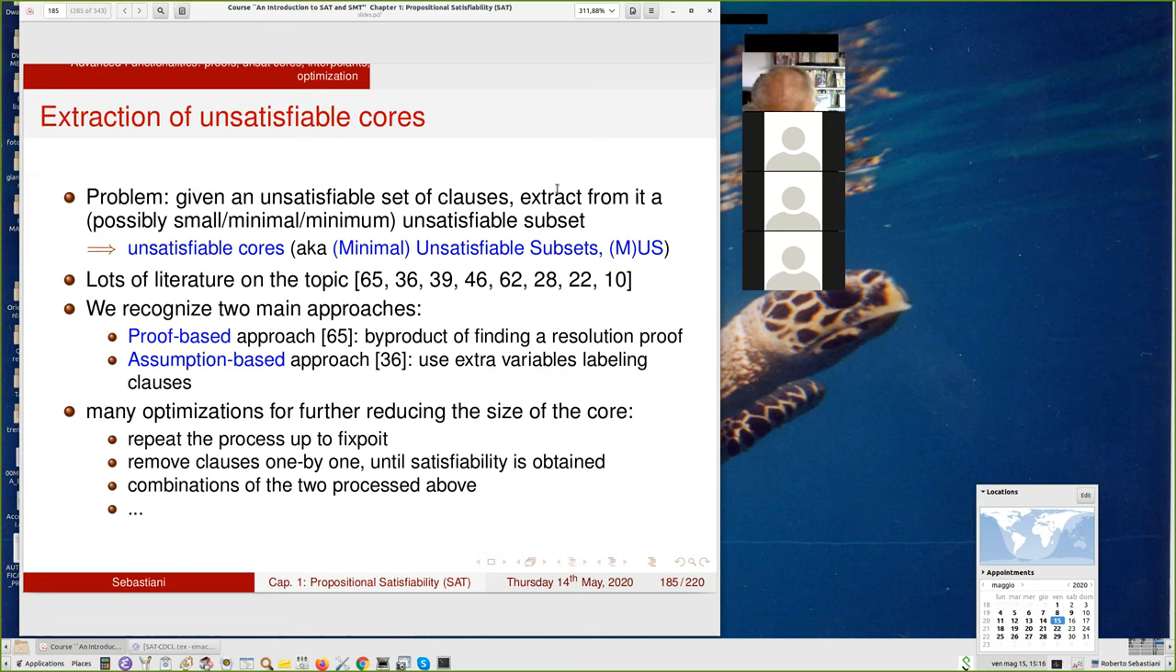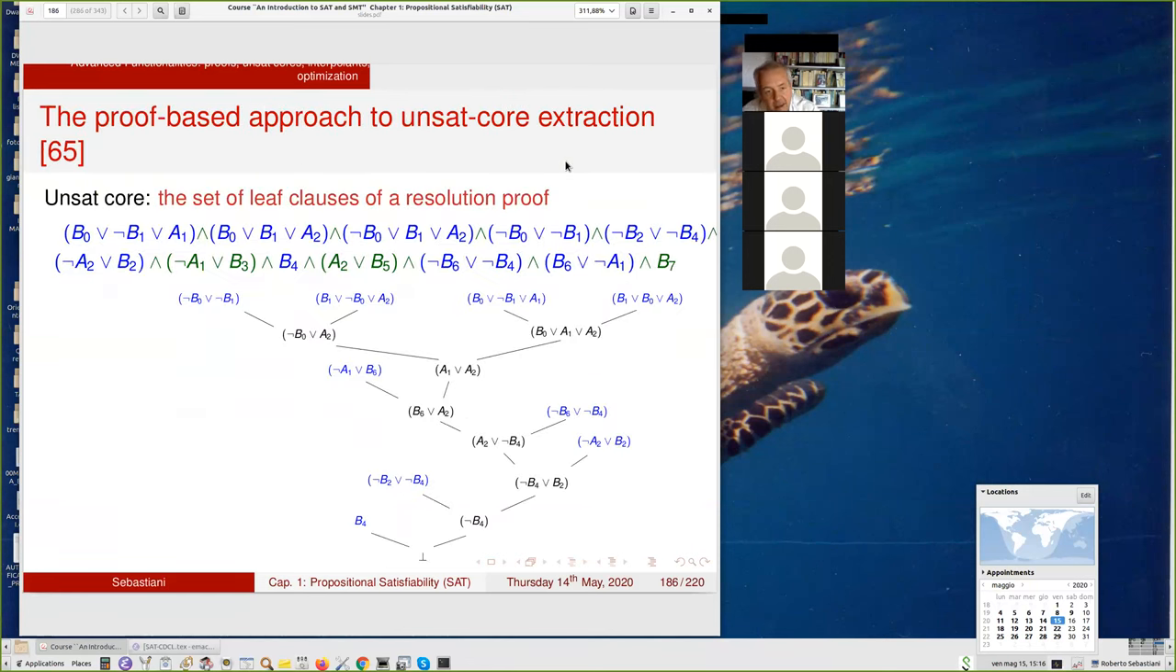There are two main ways used in the literature to find an unsat core. One is a proof-based approach, which was proposed by Sharad Malik, and the other is assumption-based, which was proposed by Een and Sorensson. There are many variations, but I give you just the basic principle. The proof-based one is trivial: once you build a resolution proof of your formula, the leaves of your resolution proof are an unsat core. It's a subset of your formula which alone is inconsistent.